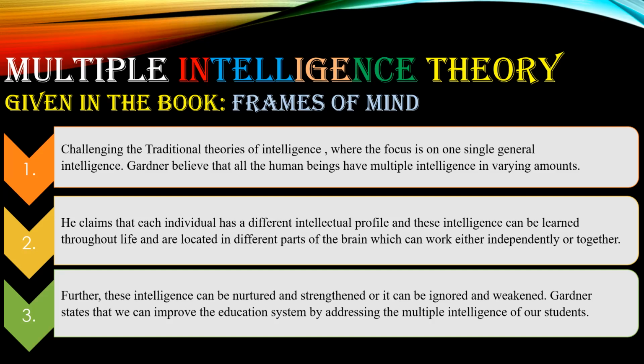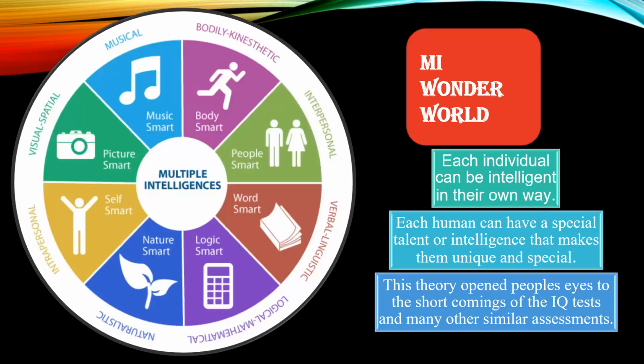He claims that each individual has a different type of intellectual profile, and these intelligences can be learned throughout life and are located in different parts of the brain, which can work either independently or together. Further, these intelligences can be nurtured and strengthened, or they can be ignored and weakened. Gardner states that we can improve the education system by addressing the multiple intelligences of our students.